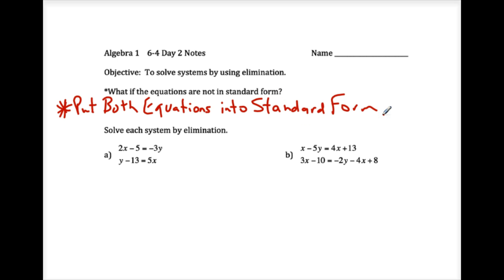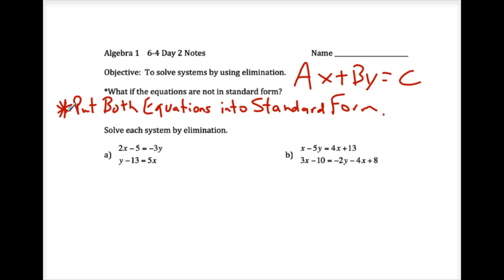Raise your right hand if you know standard form off the top of your head. Cubon, what is standard form? AX plus BY equals C. And again, last period said technically sometimes they're not standard. Because what is standard form? A has got to be positive. Sometimes when you do what we're doing here for elimination, it's okay if A is negative. You don't have to get A to be positive. Sometimes you're going to have one of them be negative.